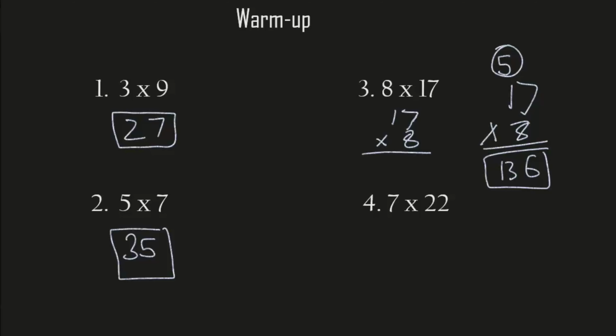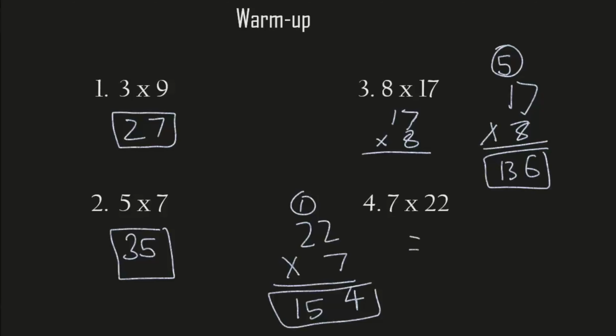Now let's do the last one. 7 times 22. So set it up. 22, the multiplication sign, and then 7. So 7 times 2 equals 14. So 1 here, and 4 over here. And 7 times 2 again. That would be 14 too, and 14 plus 1 is 15. So our answer here is 154. Let's write it right here.